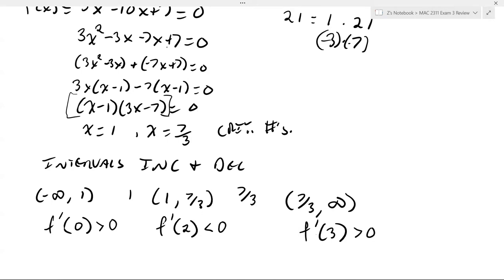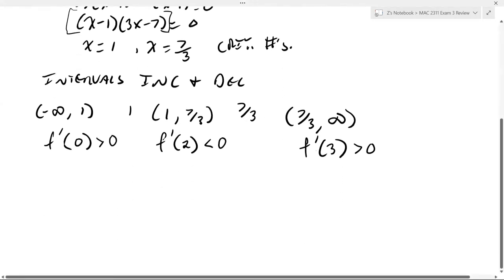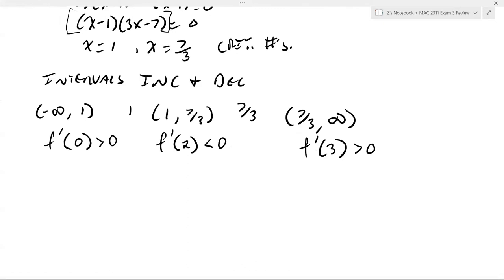Okay, so the question was to determine which intervals the function is increasing or decreasing, and that, of course, depends on the derivative, whether it's positive or negative. So in this interval, this derivative is positive, so the function is increasing. In this interval, 1 to 7/3, the derivative is negative, so this is decreasing, and this is positive, so it's increasing. So that answers that question.